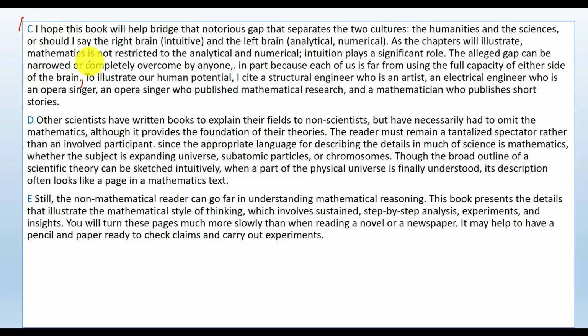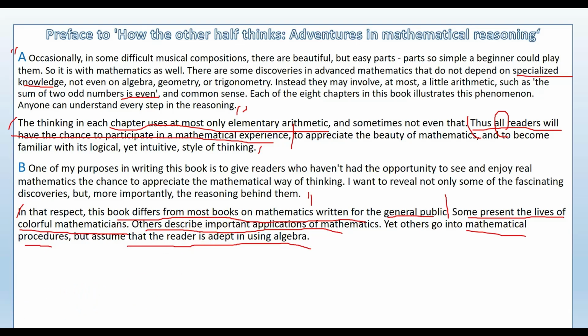Okay, again, I highlight that you just need to read these paragraphs with your eyes and skim them, and not read these paragraphs intensively. Now, let's continue. To illustrate our human potential, I cite a structural engineer who is an artist, an electrical engineer who is an opera singer who published mathematical research, and a mathematician who publishes short stories. Again, we have the same scenario that we had in paragraph B. Okay, be suspicious about these things.